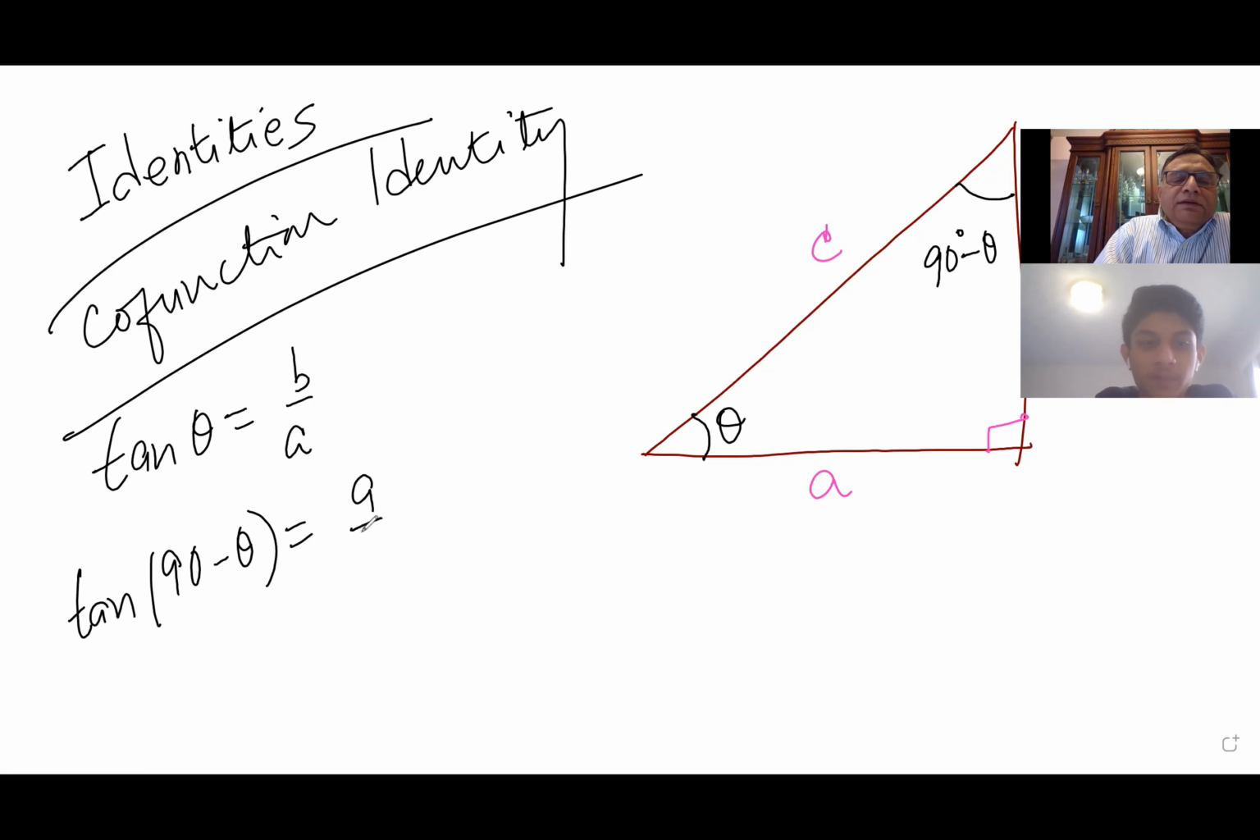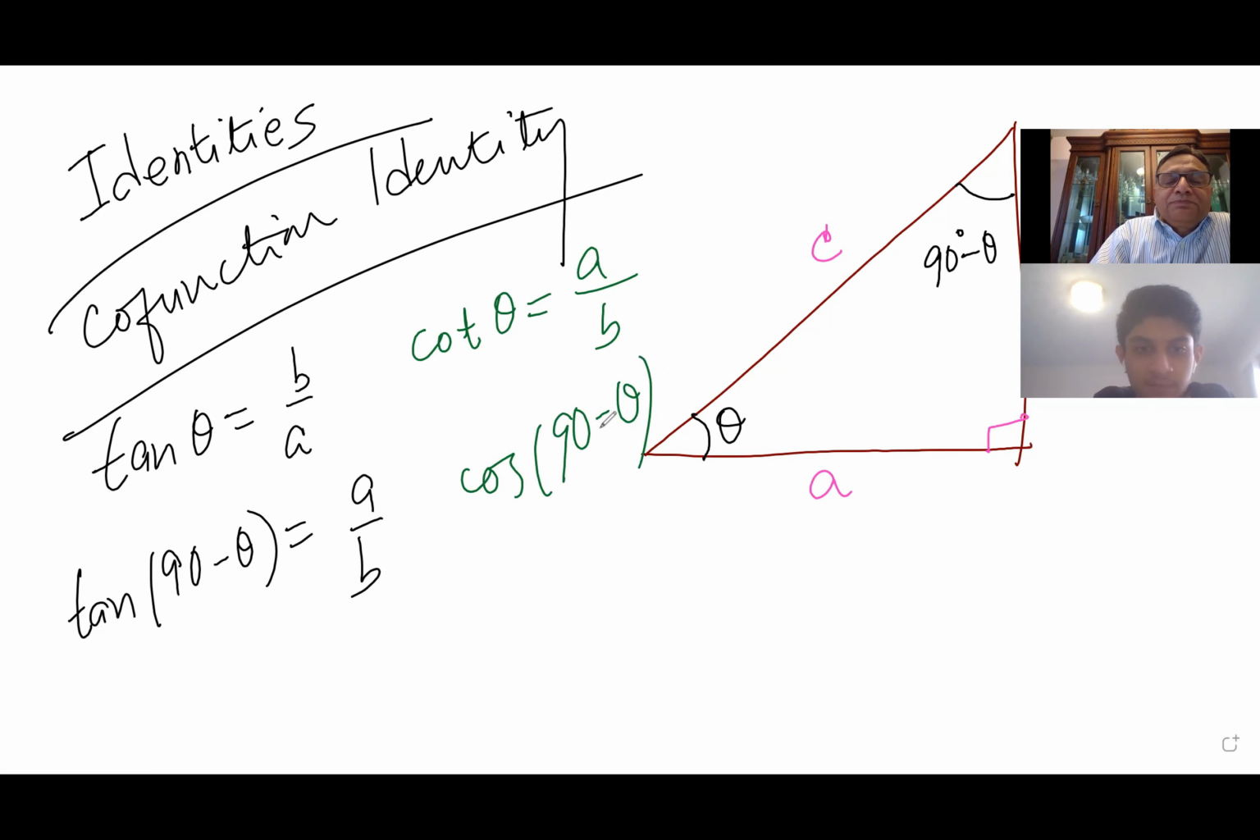A over B. Yes, it is reciprocal. Now, let me also write what is cotangent theta. Cot is the reciprocal of tan, right? So B over A. Oh, sorry, A over B. Let me just reverse this. Cotangent theta is A over B, but cot of 90 minus theta is B over A, correct?